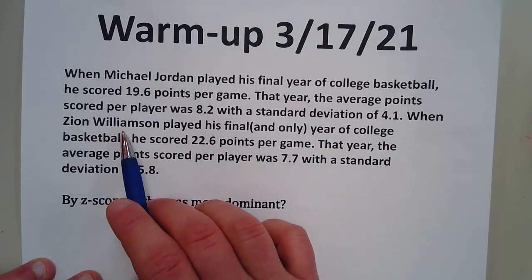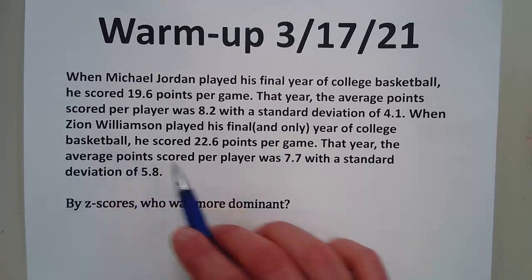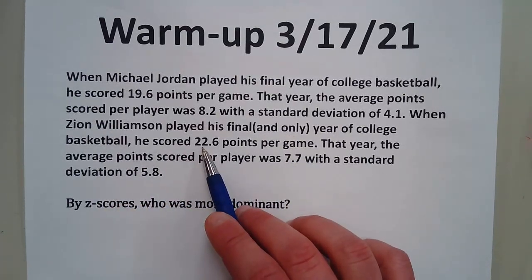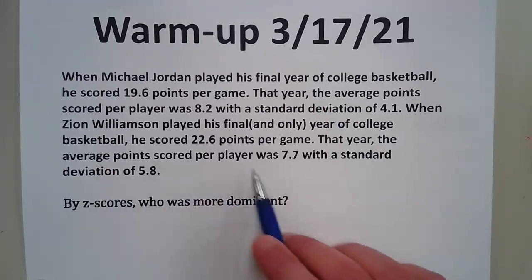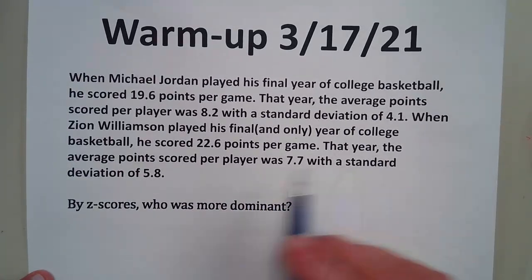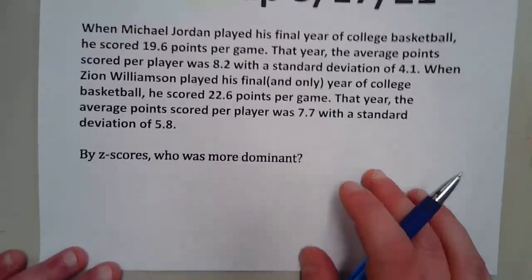That year, the average points scored per player was 8.2, and the standard deviation was 4.1. When Zion Williamson finished his final and only year of college, he was scoring 22.6 points per game, so he was averaging more than Michael Jordan was. That year, the average points scored per player was 7.7, and the standard deviation was 5.8. And so it says, by just using their z-scores and comparing points per game, who was the more dominant scorer? Okay, so we can answer this by calculating their z-scores.